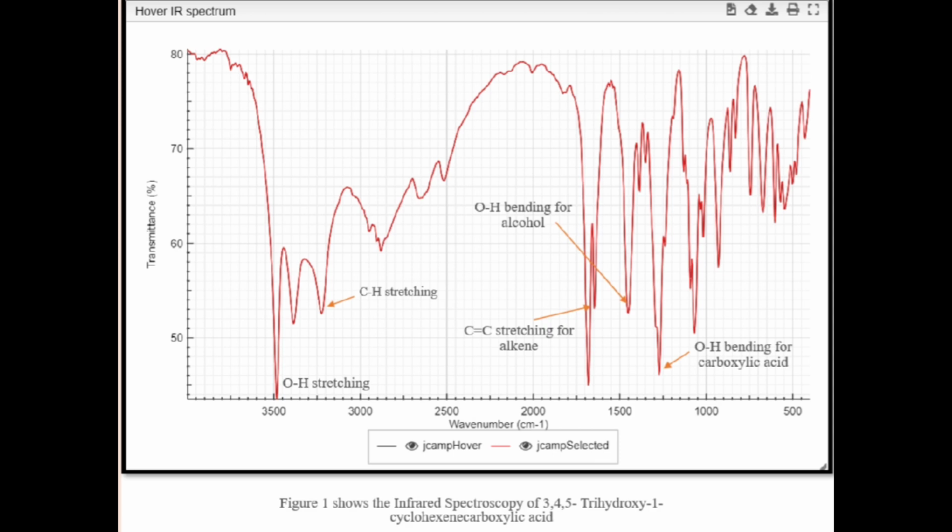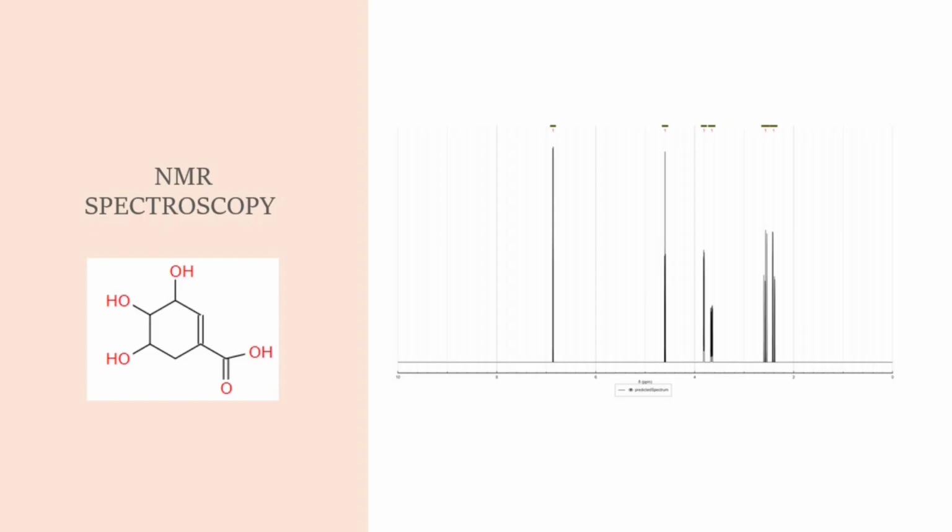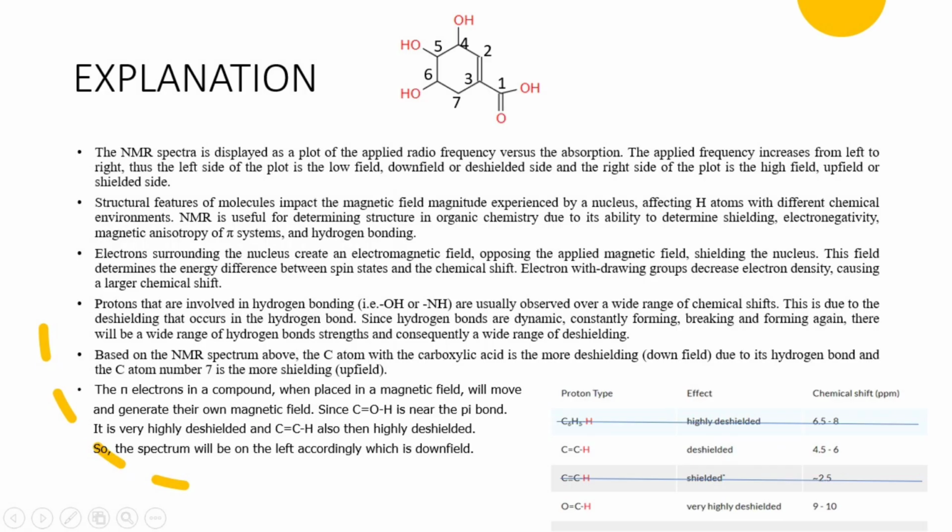Thank you. Next, for the NMR spectroscopy, structural features of the molecule will have an effect on the exact magnitude of the magnetic field experienced by a particular nucleus. This means that H atoms which have different chemical environments will have different chemical shifts.